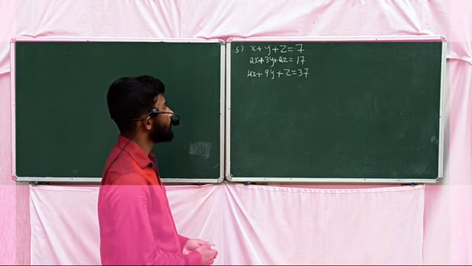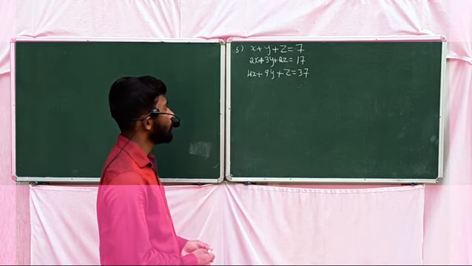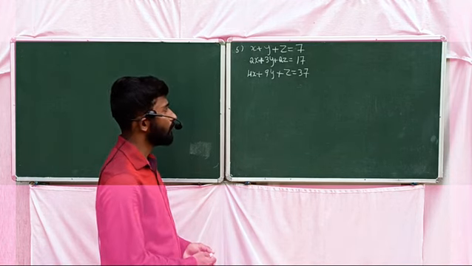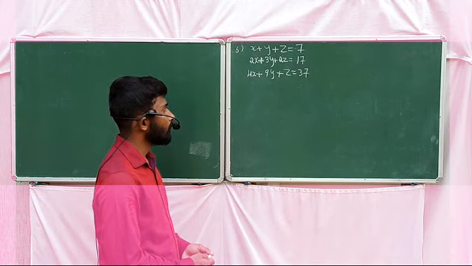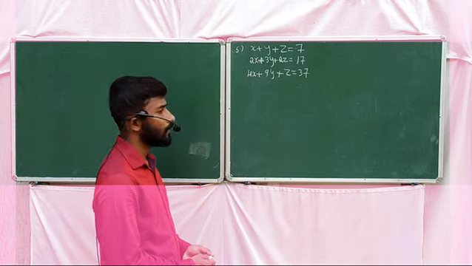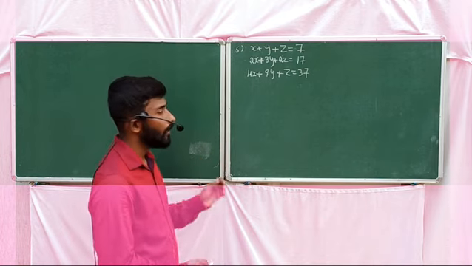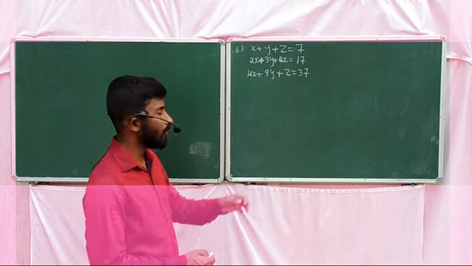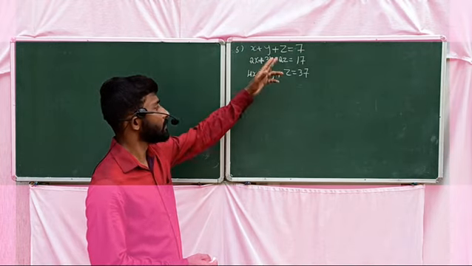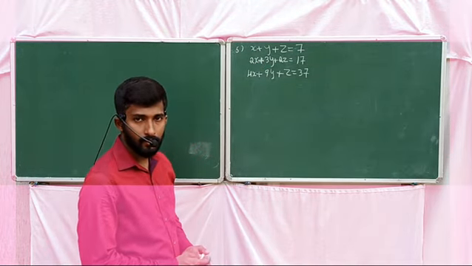x plus y plus z equal to 7, 2x plus 3y plus 2z equal to 17, 4x plus 9y plus z equal to 37. A system of linear equations in 3 variables is given. You can clearly see x, y, z, 3 variables are there.